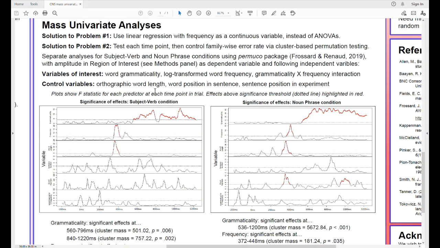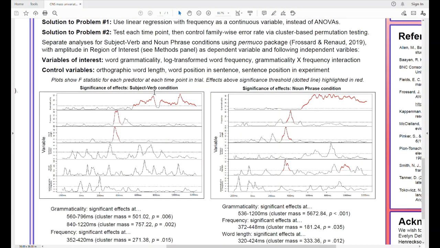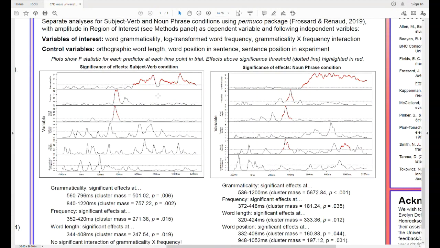Turning to our results, these figures show, for each of the subject, verb, and noun phrase conditions, which effects were significant at which points in the time trial. For both conditions, we found significant clusters for grammaticality starting at around 500 milliseconds. We also found significant effects for frequency at around 400 milliseconds. However, critically for our purposes, there was no significant interaction of grammaticality by frequency.